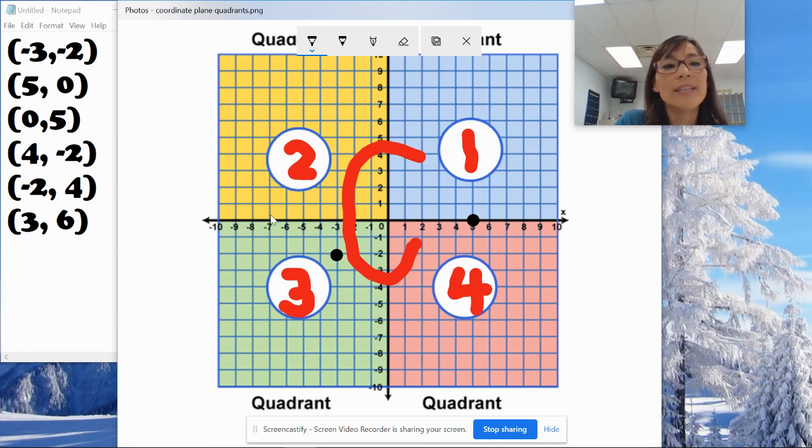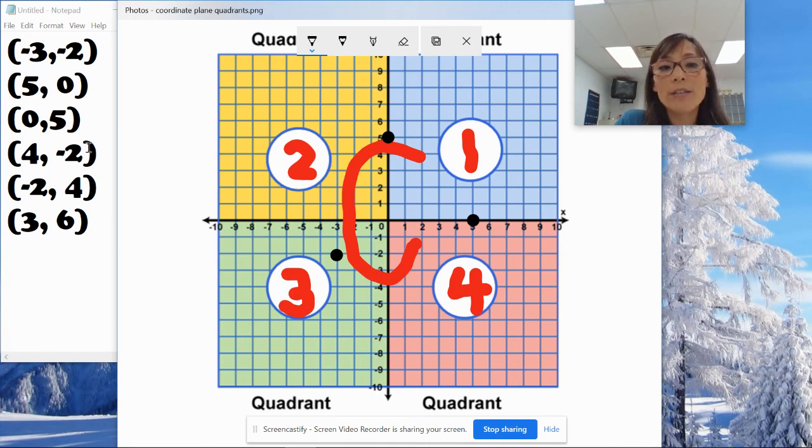0, 5 is not the same set of coordinates. This time, when I start at the origin, I'm not going to move left or right at all because it's a 0, and then I'm going to go up 5 because that's a positive 5. I end up on the y-axis.